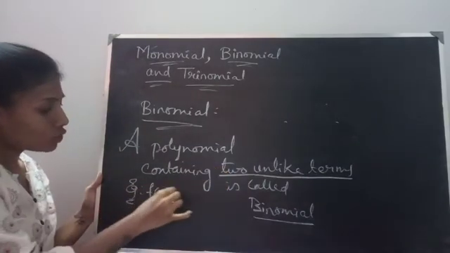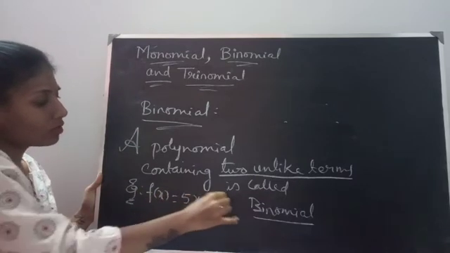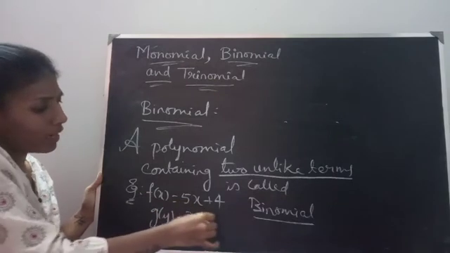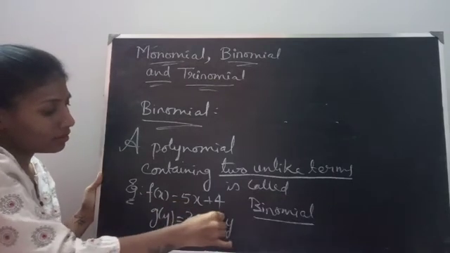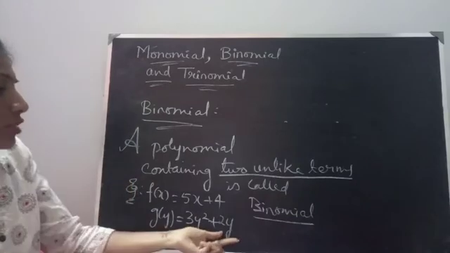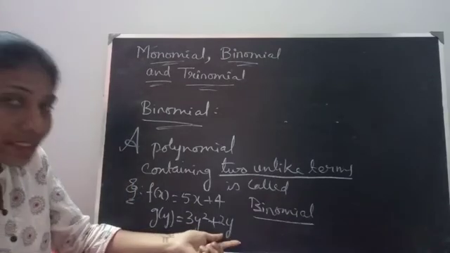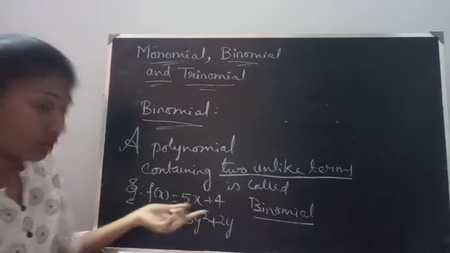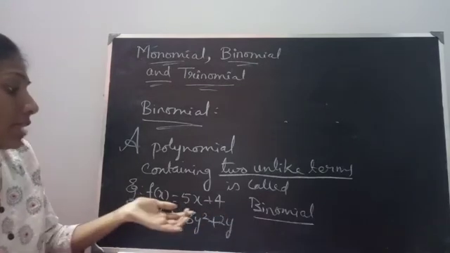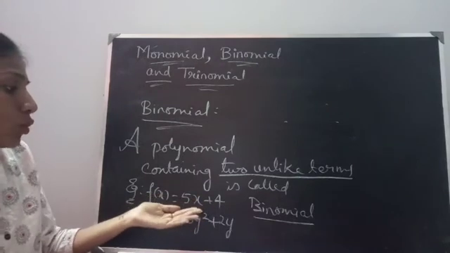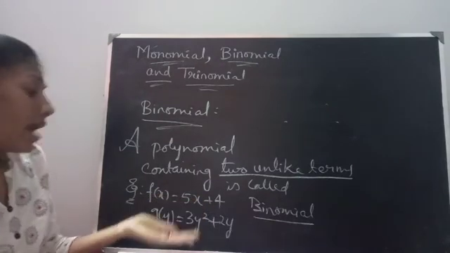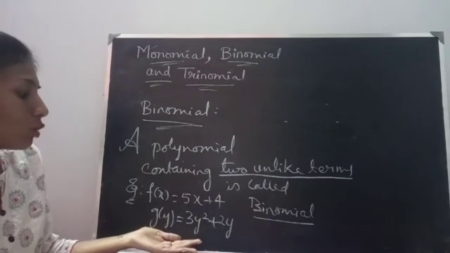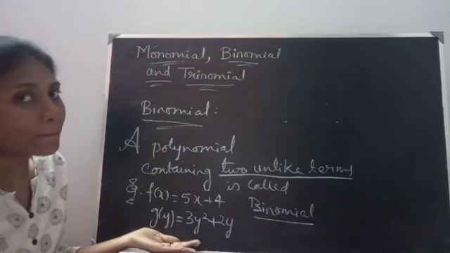F of x equals to 5x plus 4. G of y equals to 3y square plus 2y. Okay. Here also you are having two unlike terms, and in f of x also you are having two unlike terms. So f of x is having two unlike terms. So we call it as binomial. And in polynomial g of y, we are having two unlike terms again. So we call g of y as binomial.